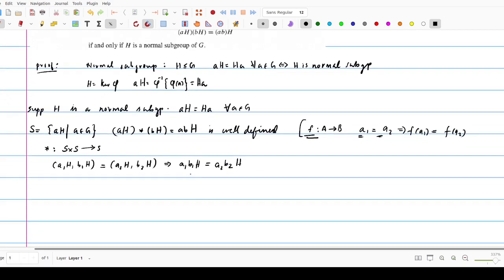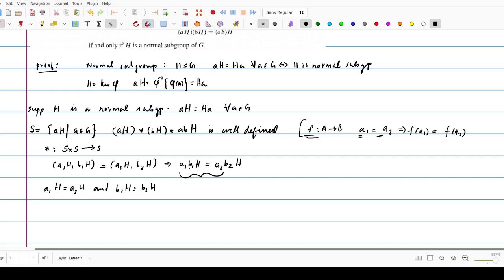Okay, so first we try to prove that a1b1H is contained in a2b2H. In a similar fashion, you can prove the other inclusion as well, that a2b2H is contained in a1b1H. So our assumption is the equality of these two ordered pairs. Say if these two ordered pairs are the same, then a1H should be the same as a2H and b1H should be the same as b2H.